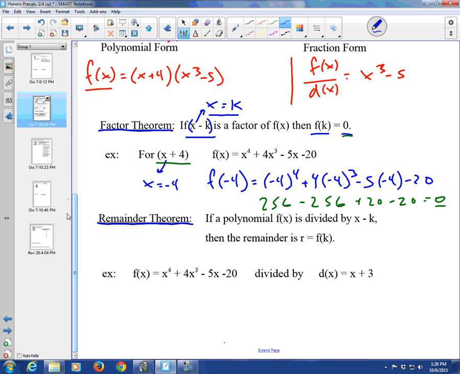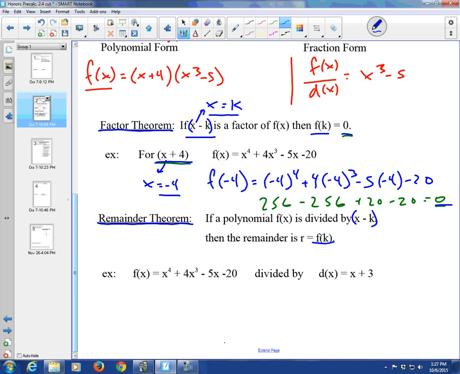The remainder theorem states that if a polynomial f of x is divisible by the linear factor x minus k, then the remainder is f of k. We just saw this, right? We know that x plus 4 is one of the linear factors of f of x, right? So f of x is divisible by x plus 4. So right here, when we plugged in the 0 of that linear factor, we got a remainder of 0, right?